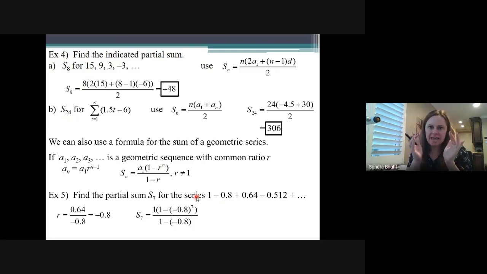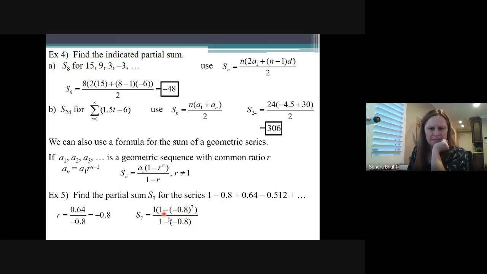If that r is negative, that power gets distributed to the negative also. It's r to the nth power. So notice I put parentheses there. Don't you dare just distribute this minus sign to this minus sign, not until after you evaluate the exponent. And then it's 1 minus r, so 1 minus a negative 0.8.